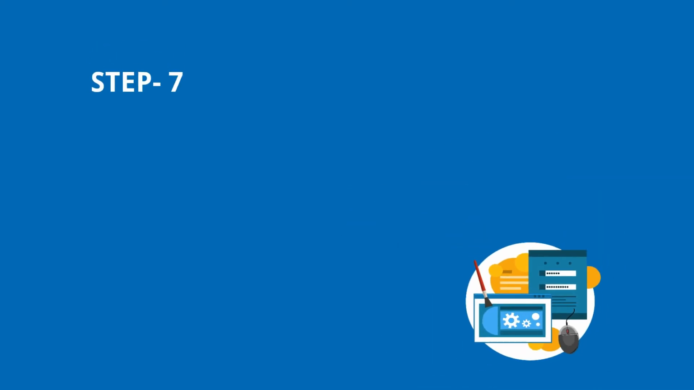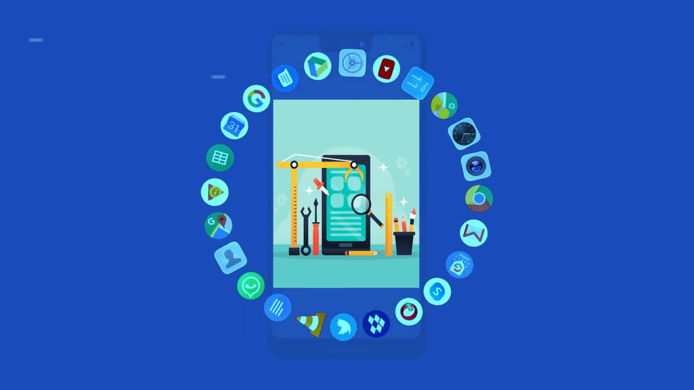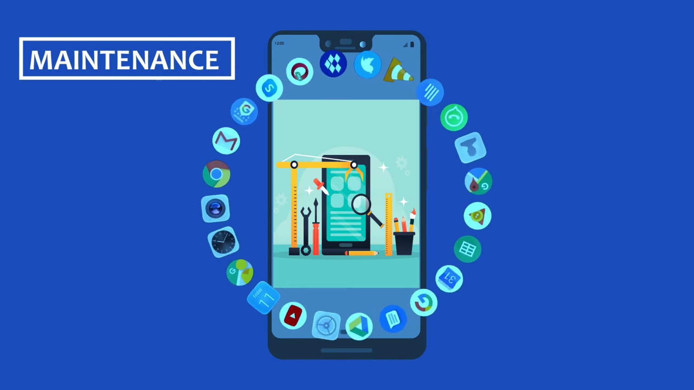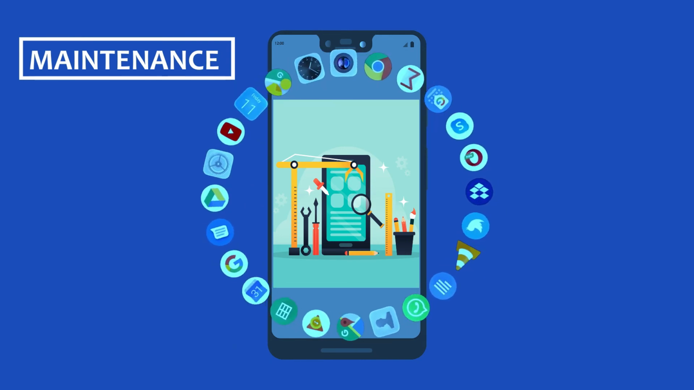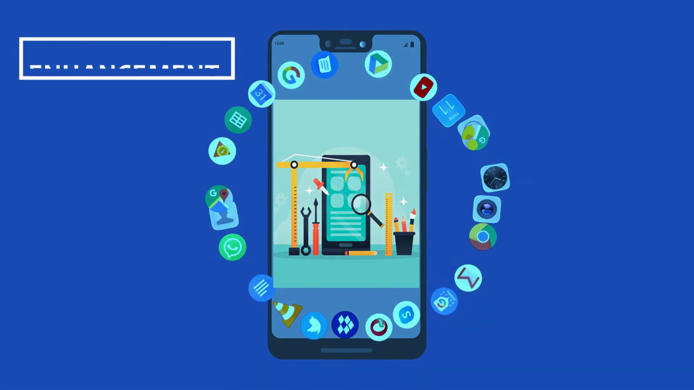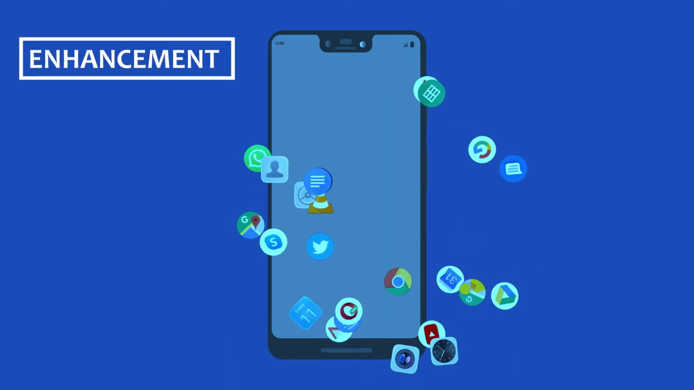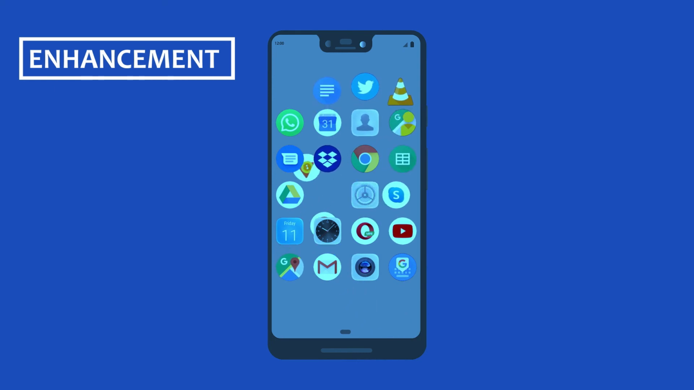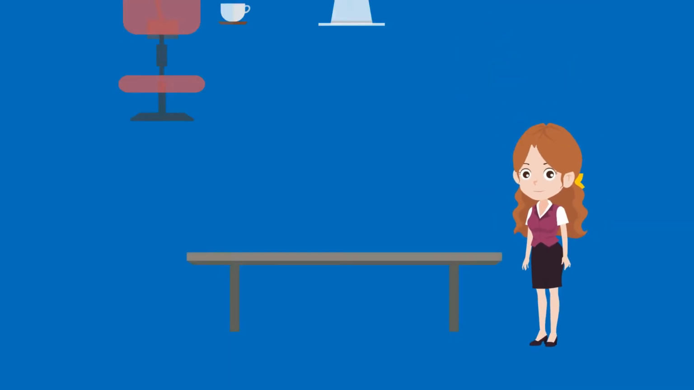Step 7. Maintenance and enhancement. Maintenance service is required to maintain the application working properly. It ensures the seamless and bug-free working of any mobile app. Enhancement includes adding and updating the features and functionalities in the existing app for a better user experience.